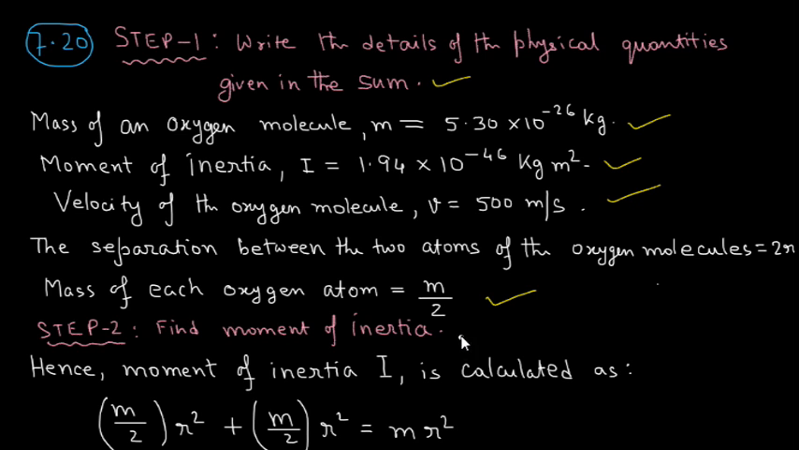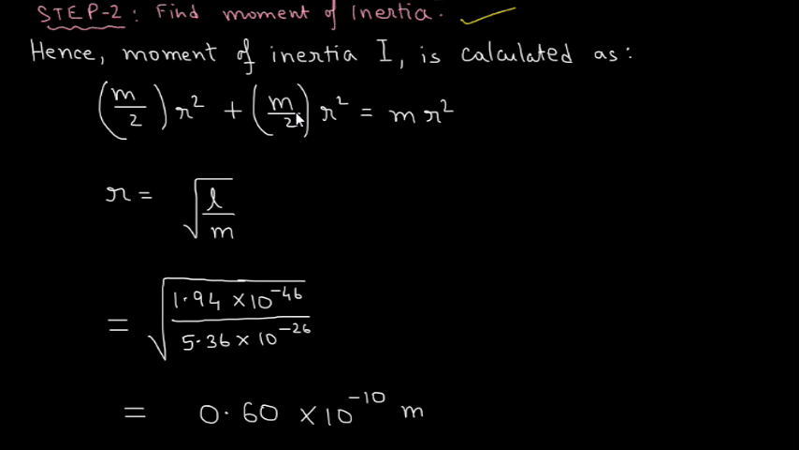Step 2 is to find out the moment of inertia. Hence the moment of inertia I is calculated as m by 2 r square plus m by 2 r square, that is mr square. r is equal to under root I by m. Putting the value of I and m we get 0.60 into 10 to the power minus 10 meter.